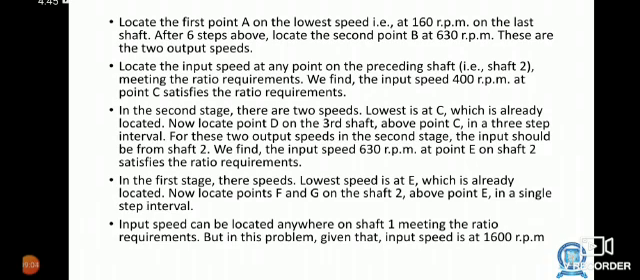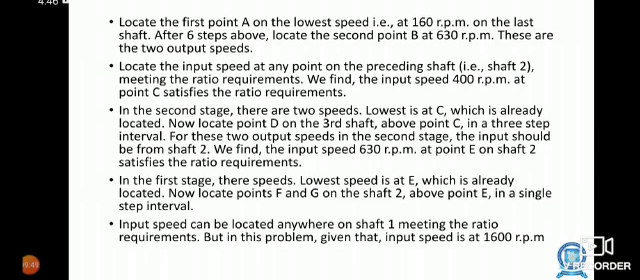Locate the first point A on the lowest speed at 160 rpm. On the last shaft, after 6 steps above, locate the second point B at 630 rpm. These are the two output speeds. Locate the input speed at any point on the preceding shaft, shaft 3, meeting the ratio requirements. We find the input speed 400 rpm at point C, satisfying the ratio requirements. In the second stage, there are two speeds, the lowest is C, which is already located. Now locate point D on the third shaft above point C, in a 3-step interval for these two output speeds in the second stage.